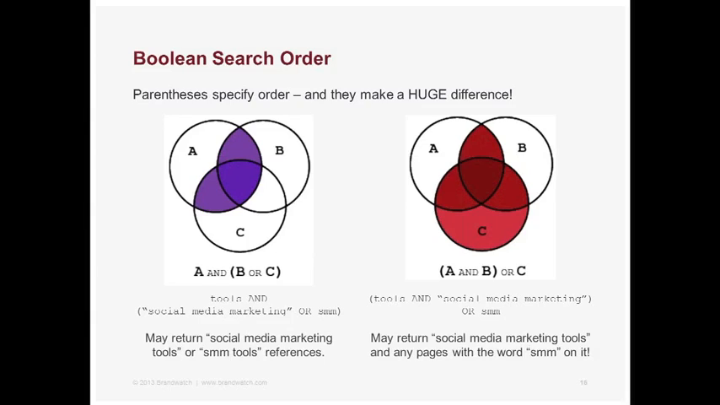If you move those parentheses to the front, you're saying that, well, we want to have tools and social media marketing, which is what we do want, or the term SMM, which is in circle C, which means we're bringing in every mention of SMM, even if it has nothing to do with tools, and that's going to give us a lot more results than we really care to see. It's not going to help us refine what we want. So if the tool does not let you use parentheses or specify some sort of ordering like that, you might end up with a lot more results than you care for.